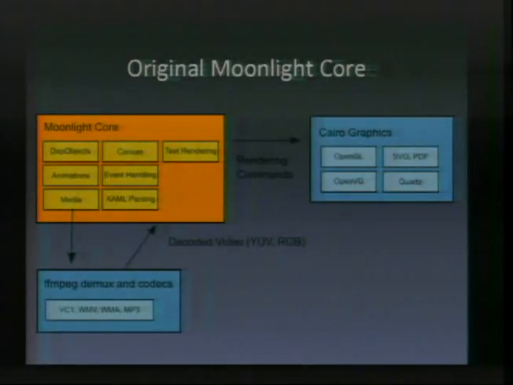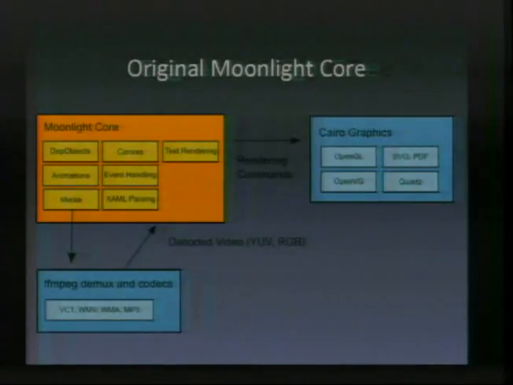For all of the media stuff, we used to implement it on top of FFmpeg. FFmpeg provided the loading of the files, the demuxing. Given a media file, it would determine what is video and what is audio, and hand those over to a decoder. It also contains the decoders for VC1, WMV, WMA, and so on.